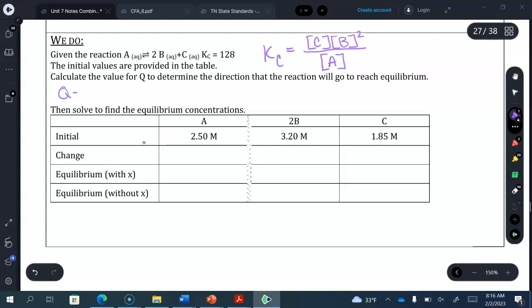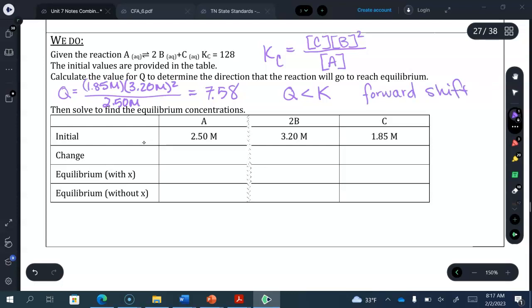So now we can calculate Q by using the same expression and the initial values provided. So 1.85 molar for C times 3.20 molar for B, and we're going to square that, divided by 2.50 molar. Simplifying by doing some math, we see that Q is equal to 7.58. Since Q is less than K, we need more products, so this is going to be a forward shift.